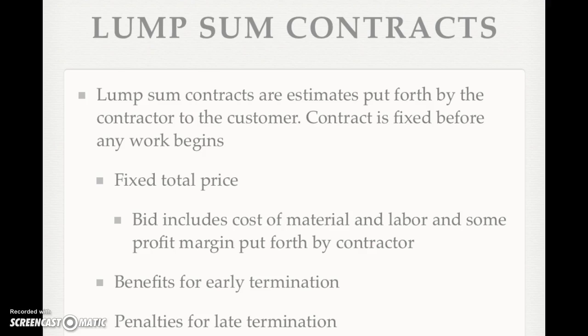Lump sum contracts are estimates put forth by the contractor to the customer. The contract is fixed before any work on the project actually begins. There's a fixed total price, and this bid includes the cost of material and labor, and then some profit margin that the contractor thinks is worth it to them to complete this project.